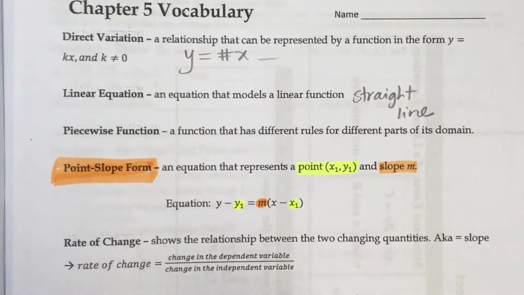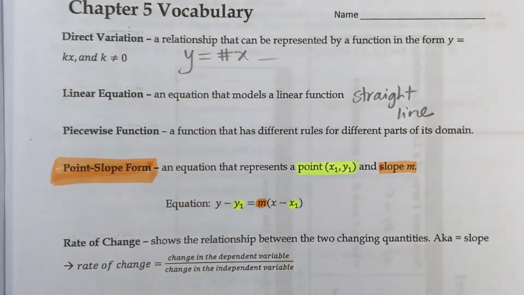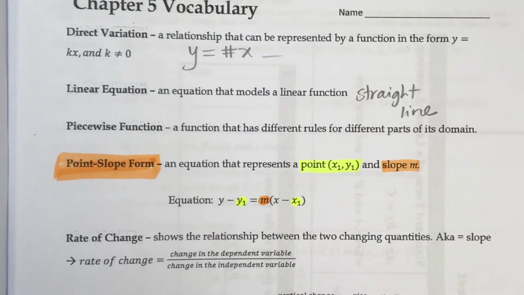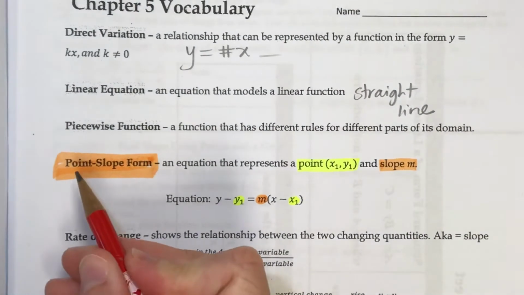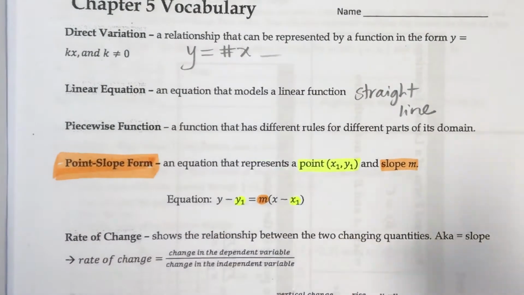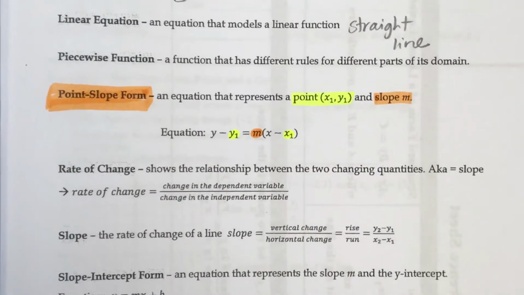So this is one of the equations for how to actually write the equation of a line, and then how to graph it. You actually graph that point and then follow your slope. So the name is very helpful for what it is.